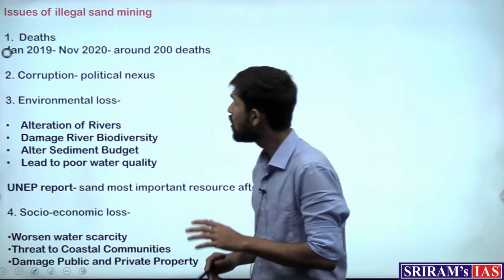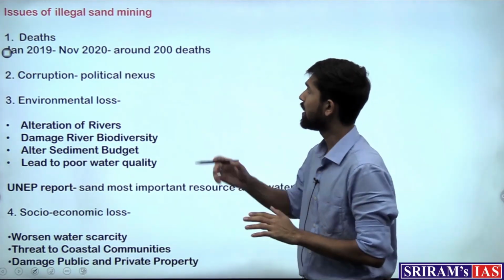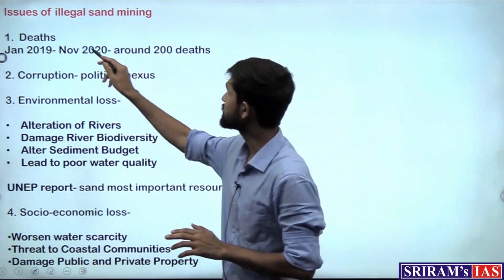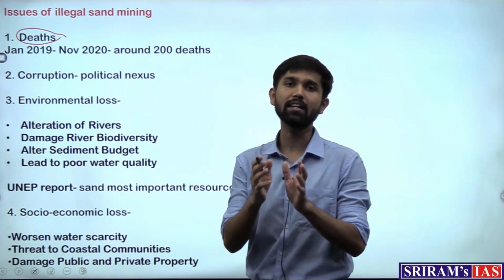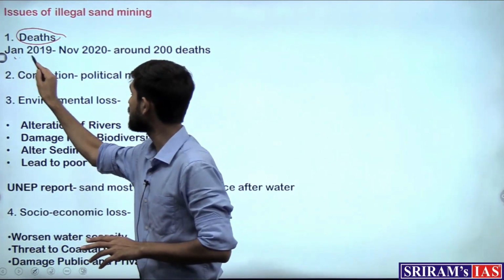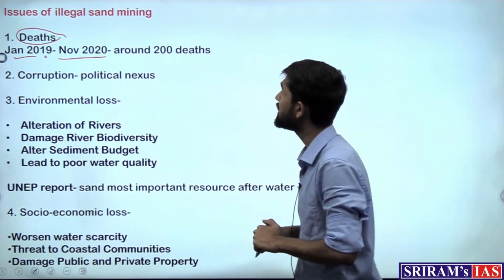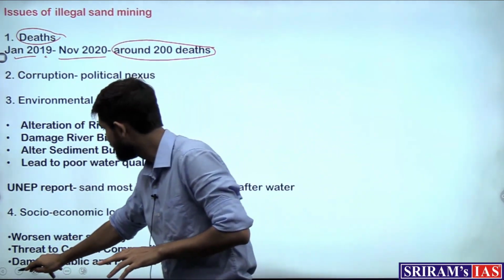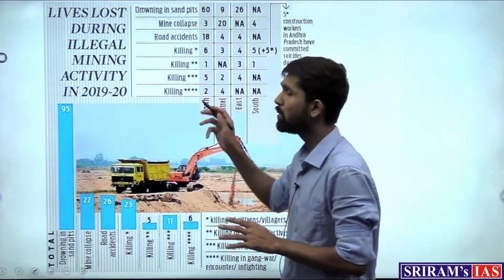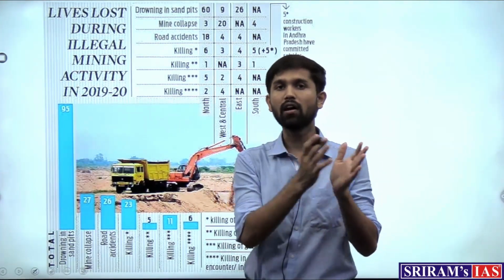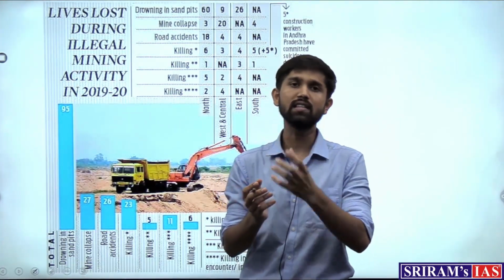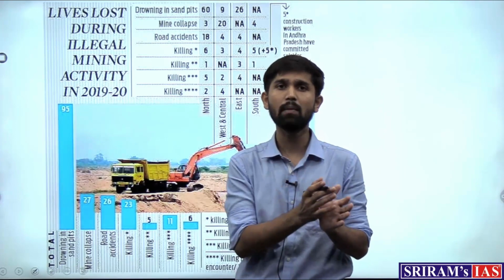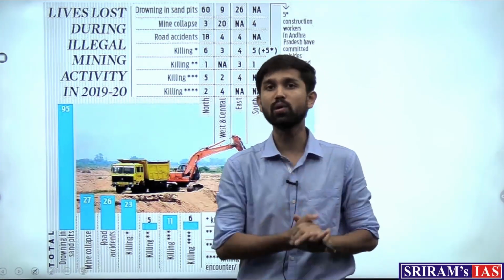So now let's come to the issues of illegal sand mining. When we talk about illegal sand mining taking place, what are the different issues associated with it? First are the deaths. From January 2019 to November 2020 itself, there have been around 200 deaths connected to illegal sand mining. And these deaths are not just of people who were working in the illegal sand mining areas, because when these machines dig up the riverbeds, large pits are formed, and many incidents come up where people and laborers are found drowned in these pits.